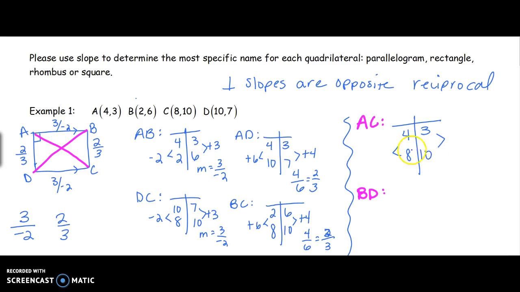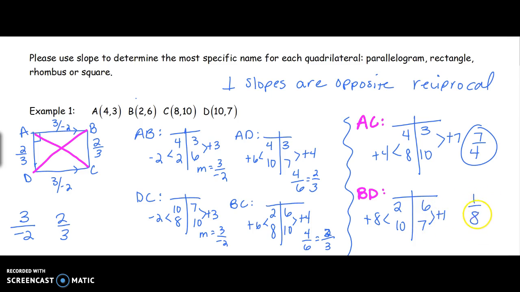So AC is set up here. From 4 to 8, you add 4. From 3 to 10, you add 7, so 7/4 is your slope. So if we look at BD, B is 2, 6, D is 10, 7. To get from 2 to 10, you add 8. To get from 6 to 7, you add 1, so 1/8.